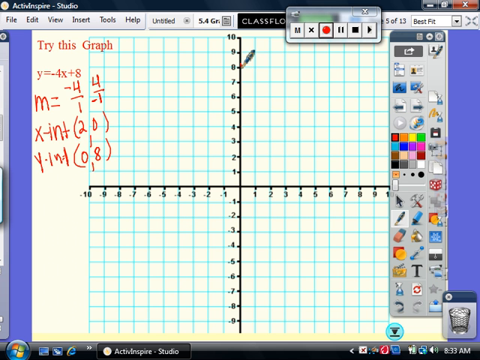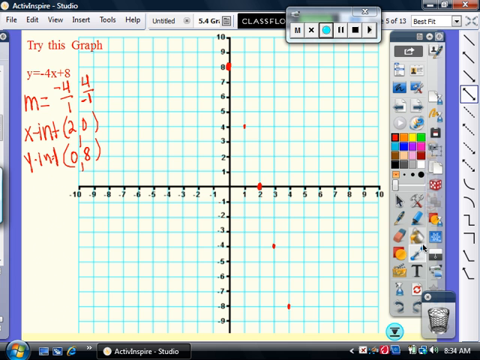So we graph 0, 8 and 2, 0, and then we can go down 1, 2, 3, 4 and to the right 1, or up 4 and to the left 1. Make sure you've used your slope and found some points on the graph. And let me explain what that does.